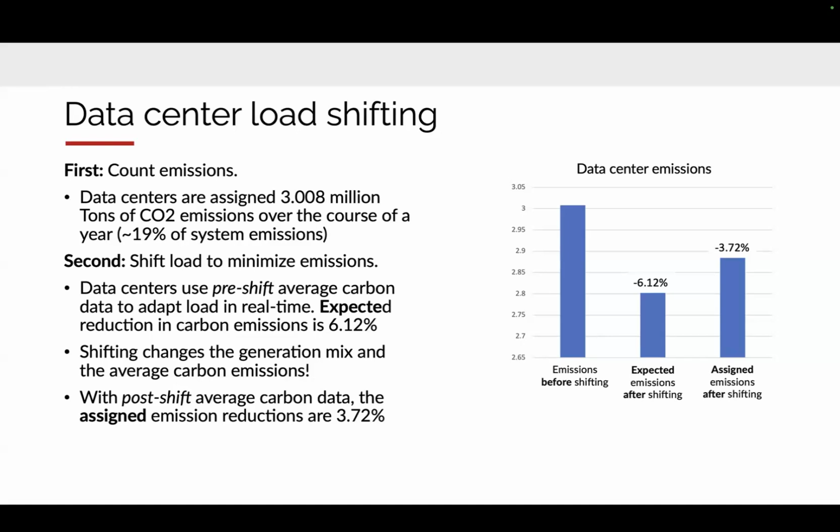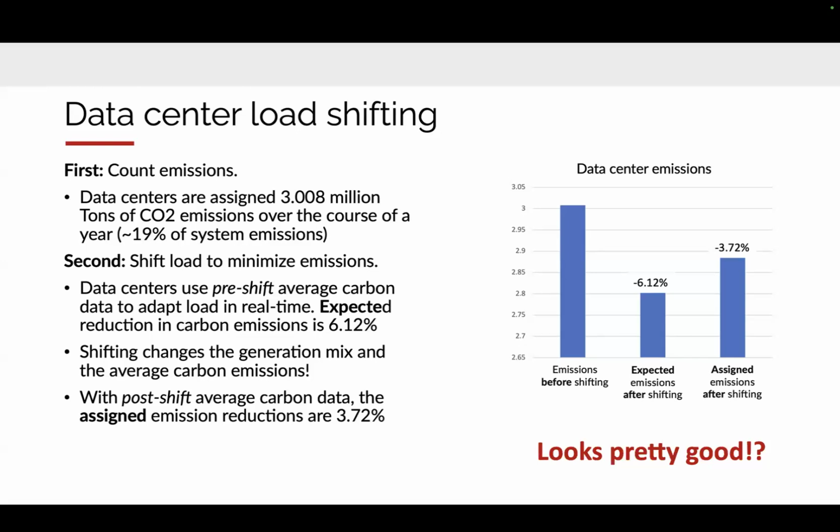So that is what happens here. But then the shifts in consumption are large enough to, again, shift the generation mix and thereby also impact the average carbon emissions. So when we look at the assigned emissions after the shifting, it turns out that we only decreased emissions by about 3.7%. Okay, so expected emissions were larger than the assigned ones, but generally this is still a decent reduction in emissions overall. So at some level it's working.